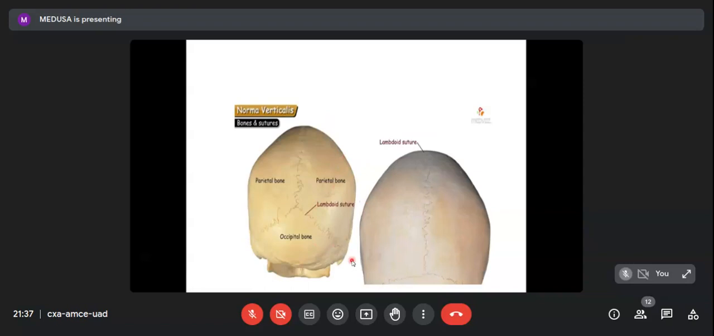Here now we are on the dorsal part of your head. You can see this suture that connects the two parietal bones to the occiput. The occiput bone and the parietal are connected by this line called the lambdoid suture. And where the lambdoid suture as well as the sagittal suture are meeting is what we call the lambda.